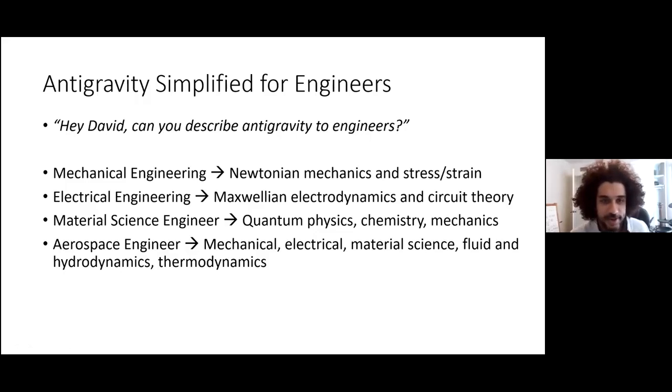If you think about what an engineer is, we have mechanical engineers. They often study Newtonian mechanics and have to learn a lot about stress and strain. We have electrical engineers. They learn about Maxwell's equations and circuit theory. Material science engineers need to learn some quantum physics. Aerospace engineers really need to learn all of the above. So they need to know mechanical, electrical, a little bit of material science, fluid dynamics, hydrodynamics, thermodynamics.